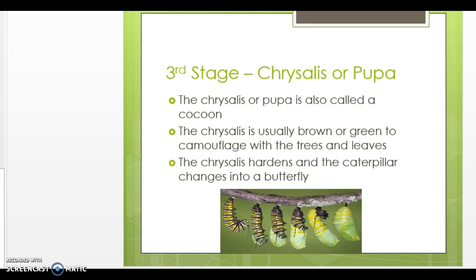The third stage is known as the chrysalis or pupa stage. It's also called a cocoon. And a cocoon is the caterpillar's house, and it usually is brown or green to camouflage with the trees and leaves. And that means to blend in so that predators like birds or other insects can't see it. The chrysalis hardens and the caterpillar changes into a butterfly.